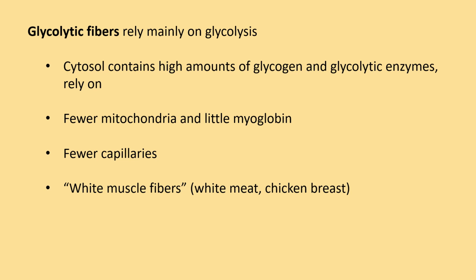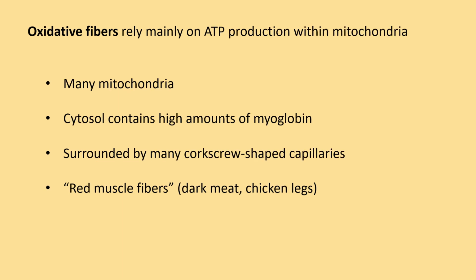If you're a meat eater, you might call this white meat. A classic example of white meat is a chicken breast. Think about chicken breast versus chicken thigh. Chicken breast is the white meat and chicken thigh is the dark meat. And we can contrast glycolytic fibers with oxidative fibers.